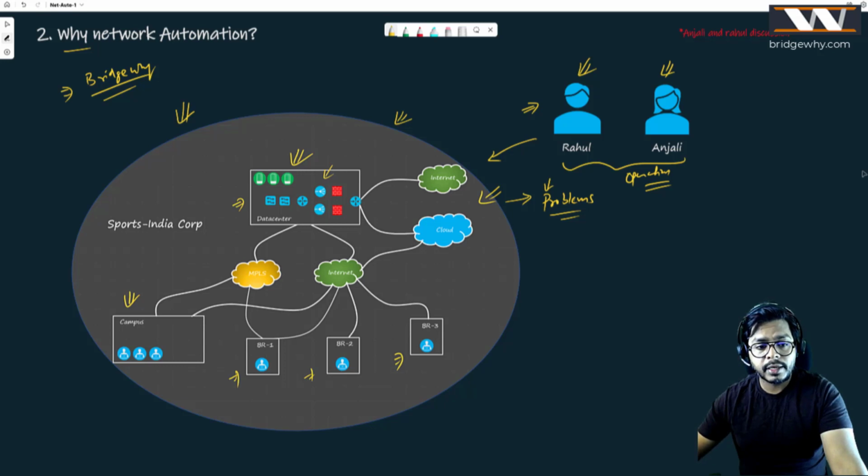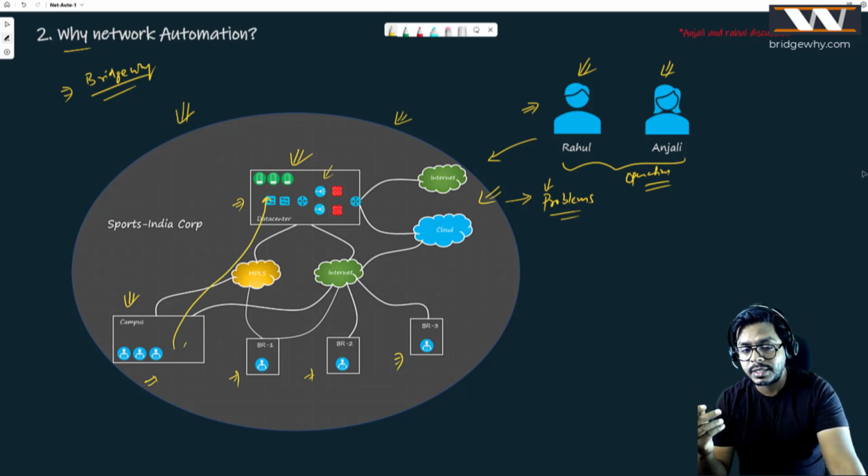Maybe Rahul and Anjali are getting so much information that, say, a particular user is not able to access a resource in the data center. If I say resource, the meaning is simple, that they are not able to access a server in a particular data center or maybe other things, right? Rahul and Anjali need to log into so many devices to see what is going on, right?